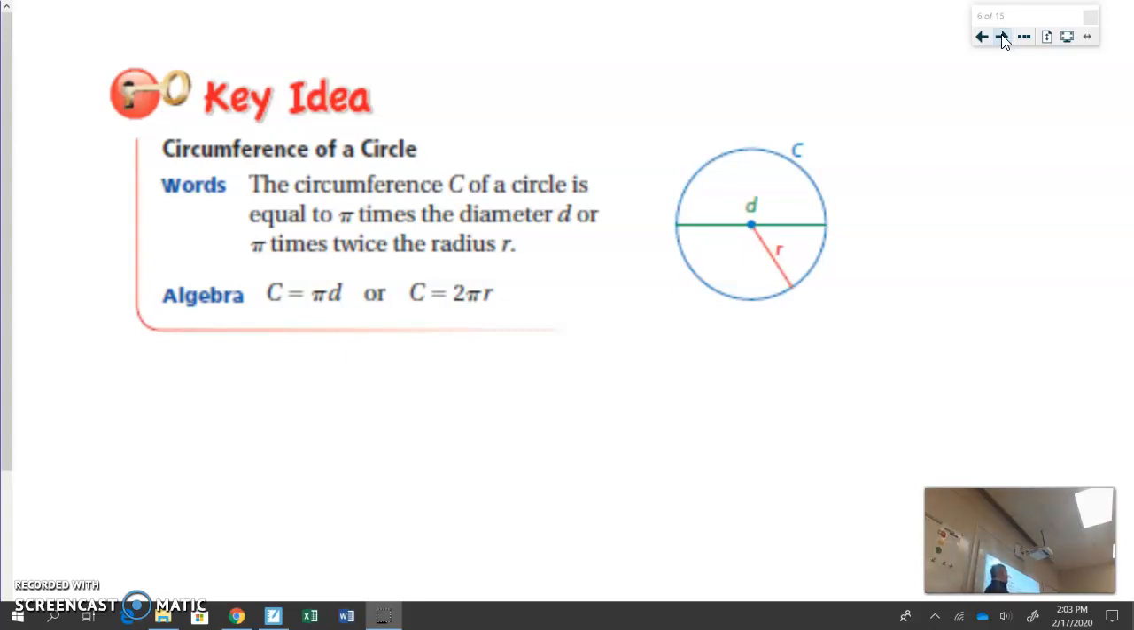A lot more people use this one because a little bit later, we're going to find area, and area is going to be pi r squared. And then you only need to know r and r. You don't have to worry about d, even though it's not real hard to find d. So pi d or 2 pi r is what we're working on today.